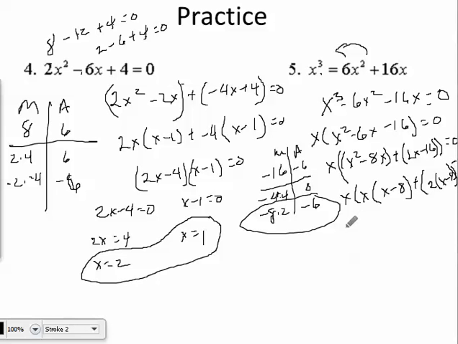And then I'll get an x times an x plus 2 times an x minus 8 equals 0. I've got 3 terms this time. X equals 0, x equals negative 2, and x equals 8. Plug them in, see what you get.